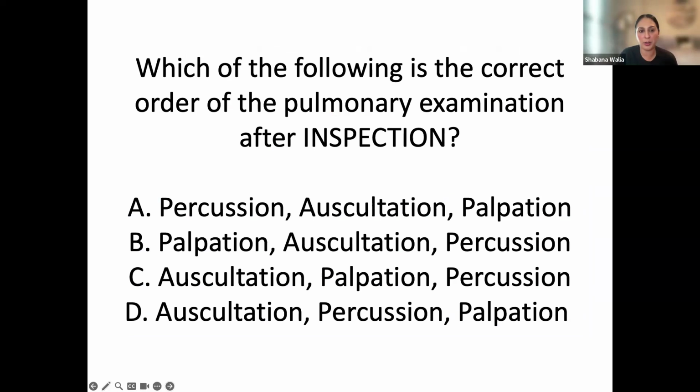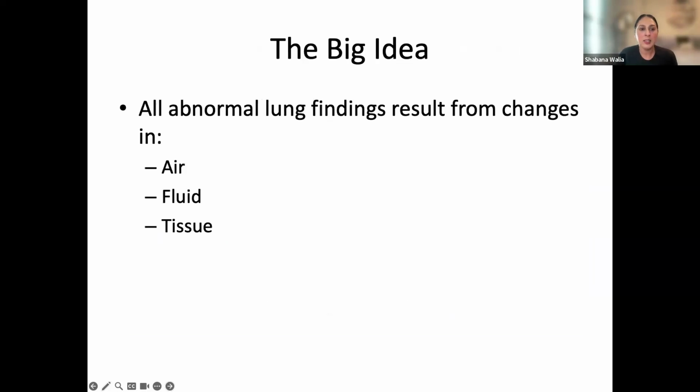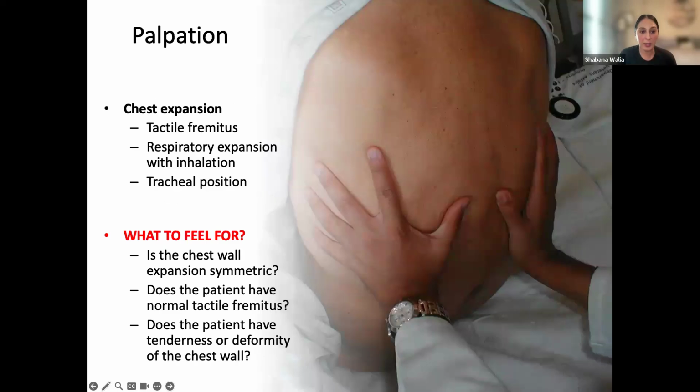So, what is the following correct order after inspection? We'll go through this quickly because we just talked about it. This is palpation, auscultation, then percussion. So, the big idea for the next three steps is that all abnormal lung findings are going to result from changes in either air, fluid, or tissue, right? Lung is made up of air, fluid, and tissue, and that's it. So, anything abnormal that you're going to hear on auscultation or percussion is an abnormality in one of these three substances.